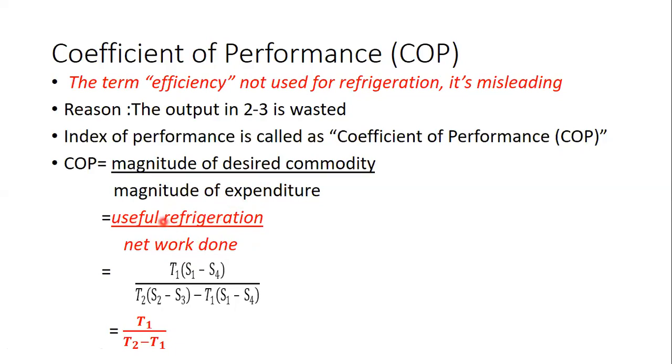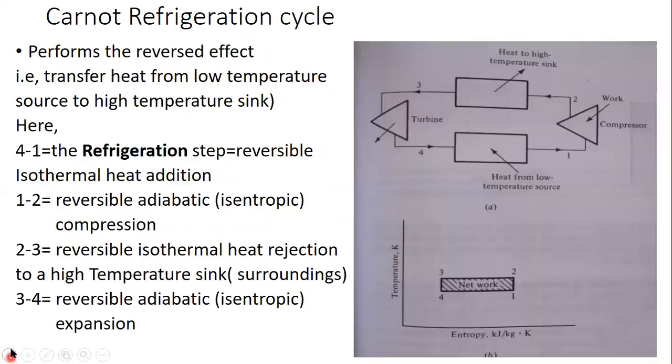Okay. So how can we denote this useful refrigeration using this TS diagram? We have already discussed in our TS diagram. So where is this refrigeration happening? The refrigeration is happening in 4 to 1. So 4 to 1 is represented over here. So how can we represent the net refrigeration or the useful refrigeration? Refrigeration means the heat addition happening in 4 to 1.